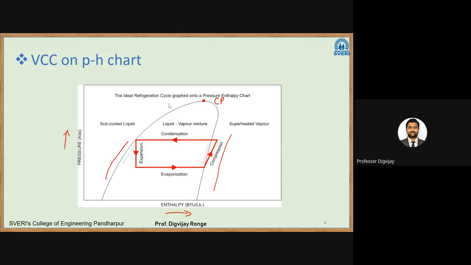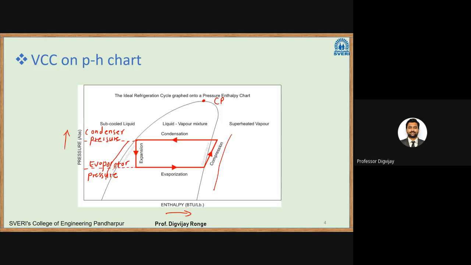For example, in this case, it is shown by the red lines. Okay. So what you see here, there are two pressures. In VCC, two pressures are involved. The higher pressure, we call it the condenser pressure. And the lower side, this is what we call the evaporator pressure. Okay. So there are these two pressure values in VCC.